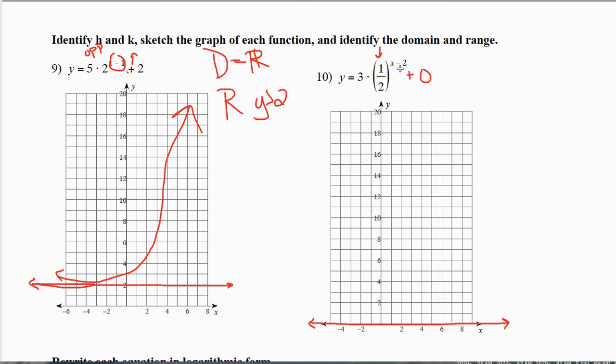And from that point, it moves to the right 2 places, but it is decay, so it's going to come down like this. So again, looking at this, I can tell that my domain is all real numbers, and that my range, my y values, is everything greater than 0.